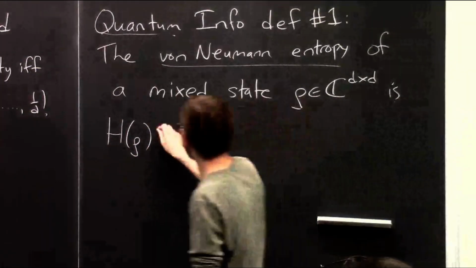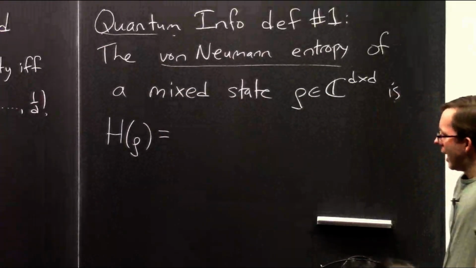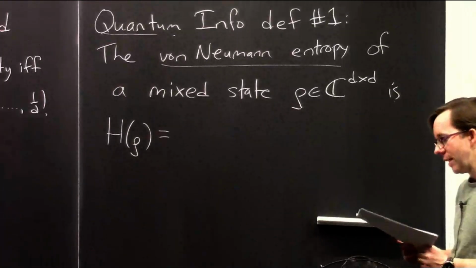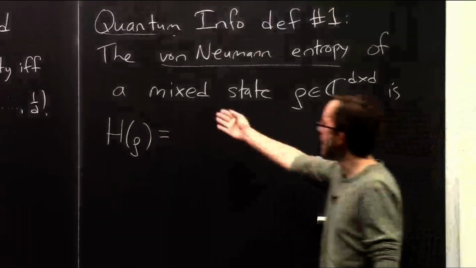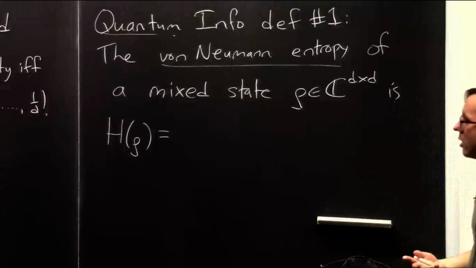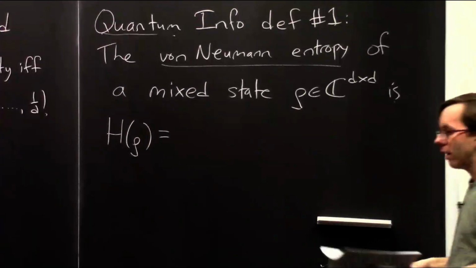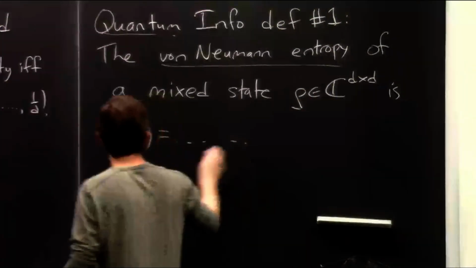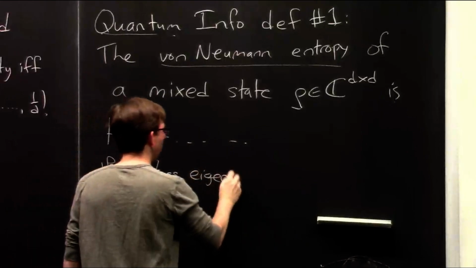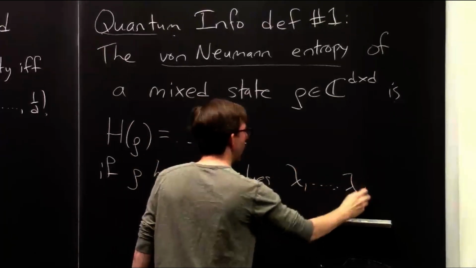It's also a number based on rho, which measures how random or uncertain rho is. You have to be a little careful here. If you think of it as a measure of uncertainty, there are many different mixed states that all have the same density matrix. The right thing to do is to take a canonical one, where rho has eigenvalues lambda 1 through lambda d.